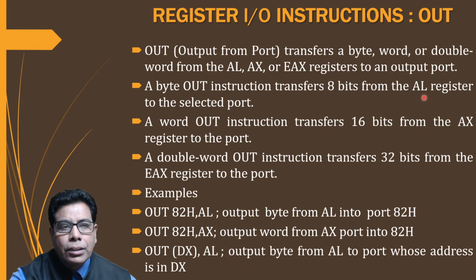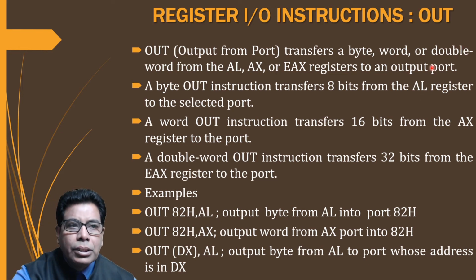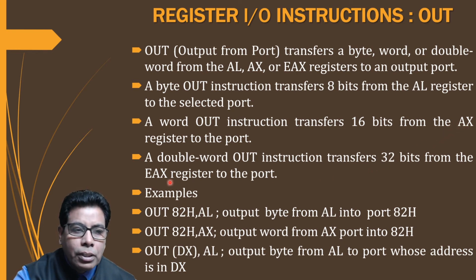Then the next instruction, that is the out instruction. Out is nothing but output to a port, so that will transfer a byte, word or a double word from the 8-bit register AL or 16-bit register AX or 32-bit register EAX to the output port. If you want to transfer 8-bit data, we make use of the AL register. If you want to transfer 16-bit data, we make use of the AX register, and for 32-bit we make use of the EAX register.